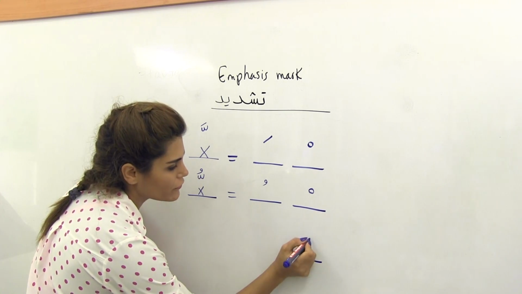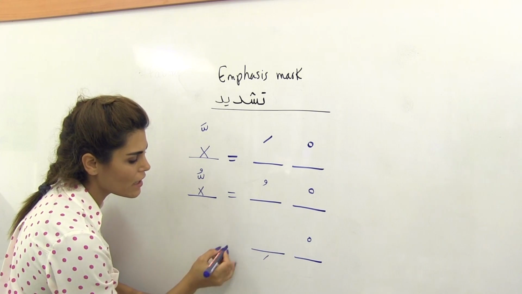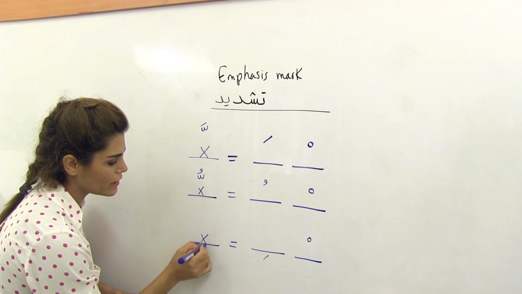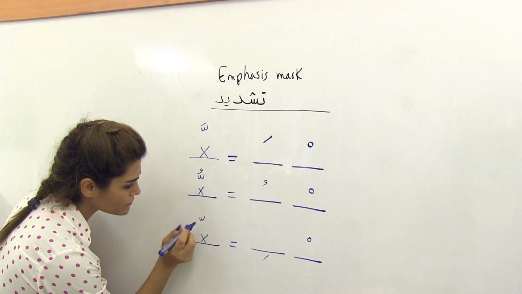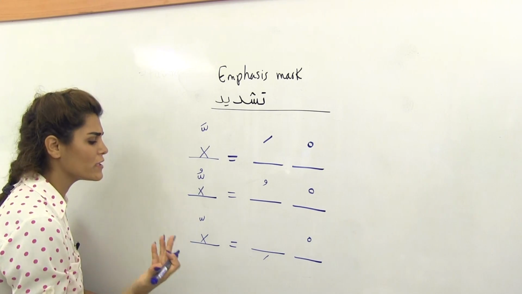And the last one, if you have two similar letters, the first one is sukoon and the second one is kasra, then you put the letter and you put the shadda. Now there are two theories or two ways to write it.